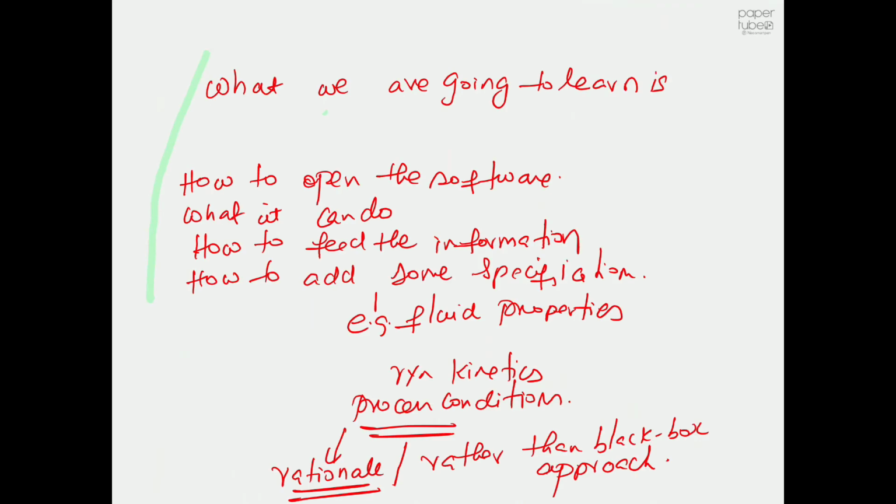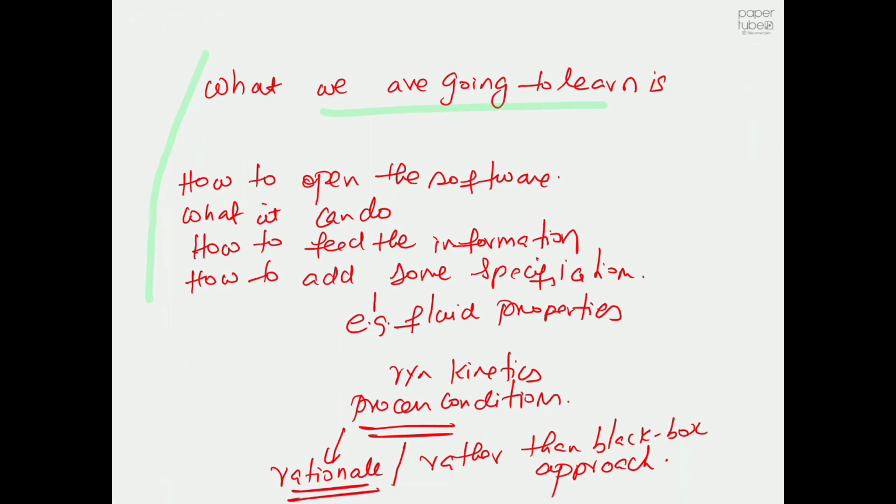So what we are going to learn a bit more: how to open the software, what it can do, how to feed in the information, and more importantly, how to feed the right information. If you provide the wrong information, obviously you cannot get the right output, and sometimes your simulation will not even converge. You will get a lot of errors, which means you have a lot of work to fix later.